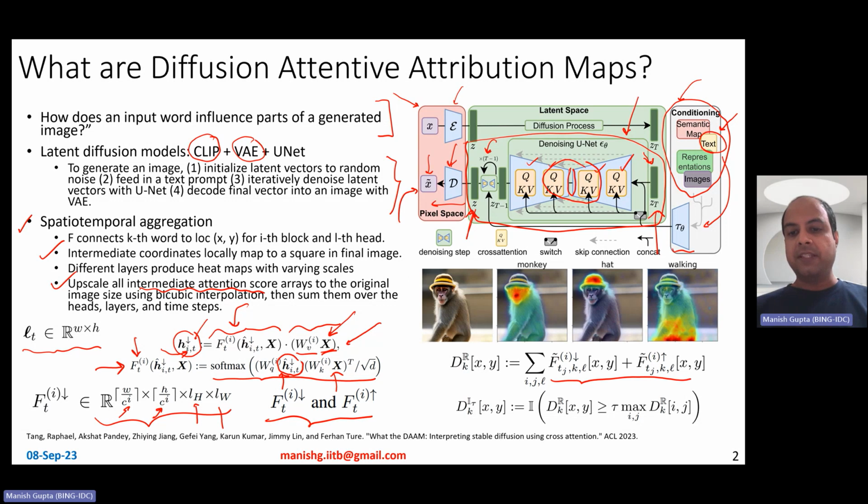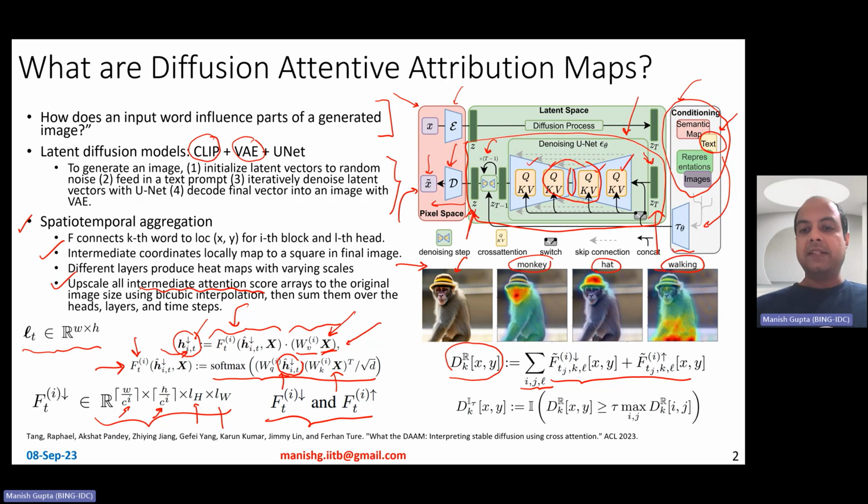So this is how this aggregation is being shown. You combine across I, J, and L, where you're combining across heads, layers, and time steps, all three. That gives you a nice attention map, which is of the same size as the original image, and that tells you how much attention every word is paying to every XY pixel in the original image. So that's how this attention map works. And then this is the output of a particular attention map. Here is an image, and here is the word monkey, which was part of the prompt, or hat and walking.